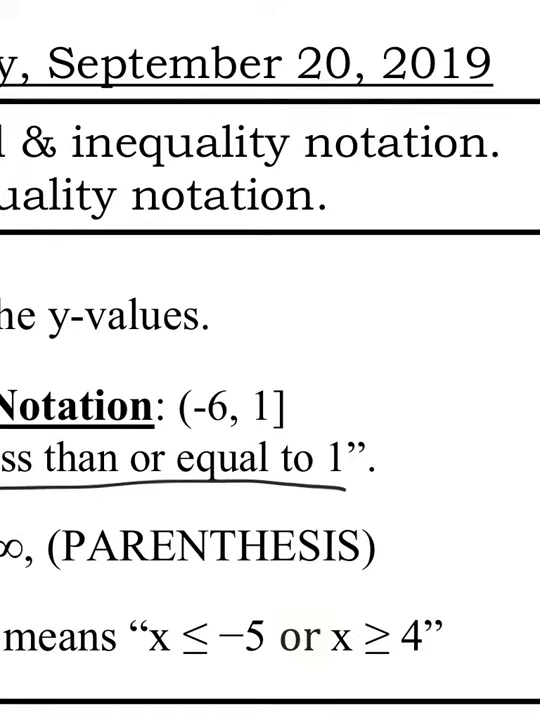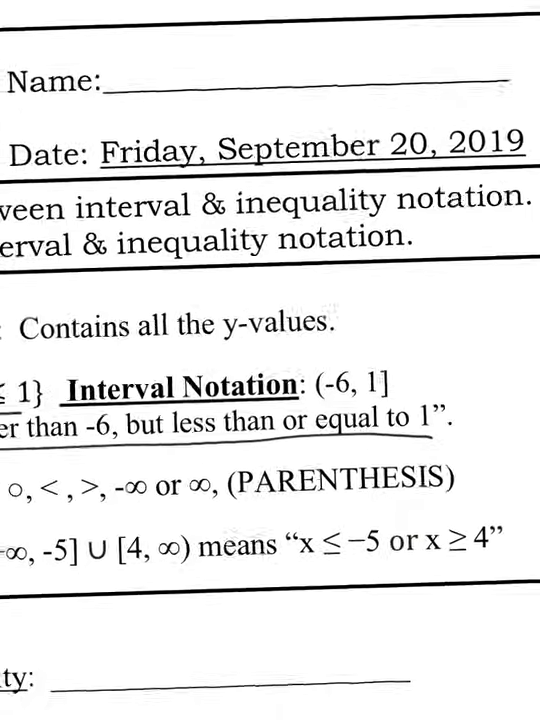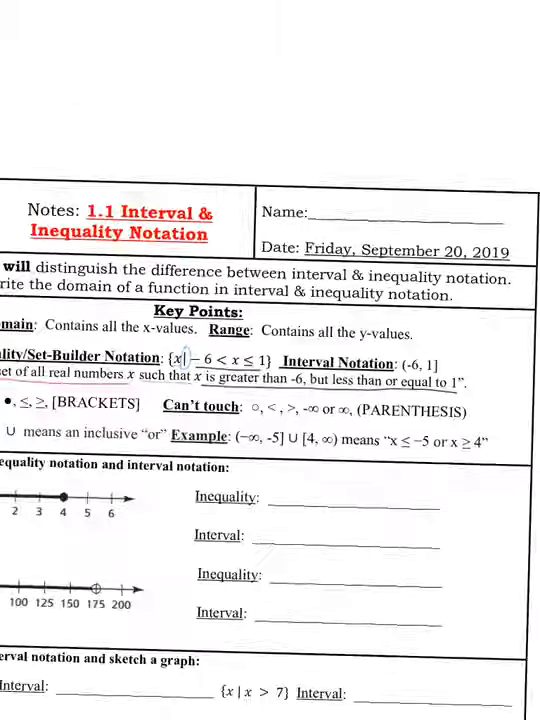You can briefly say this as x is in between -6 and 1. But it's important to know that x can't touch -6, but you can touch 1 because it was greater than or equal to 1. So you would say something like x is greater than -6, but less than or equal to 1, just from reading that interval notation there.